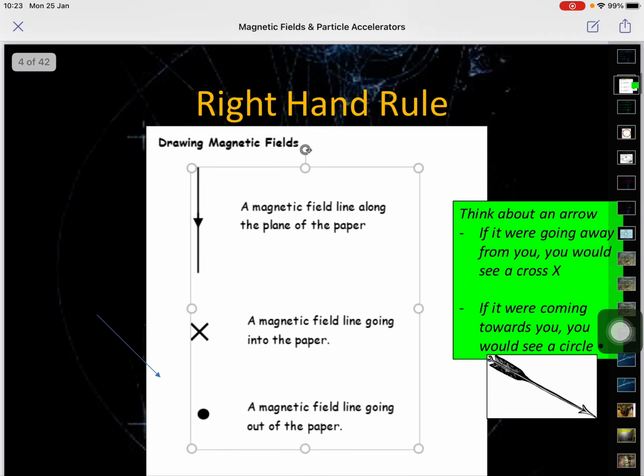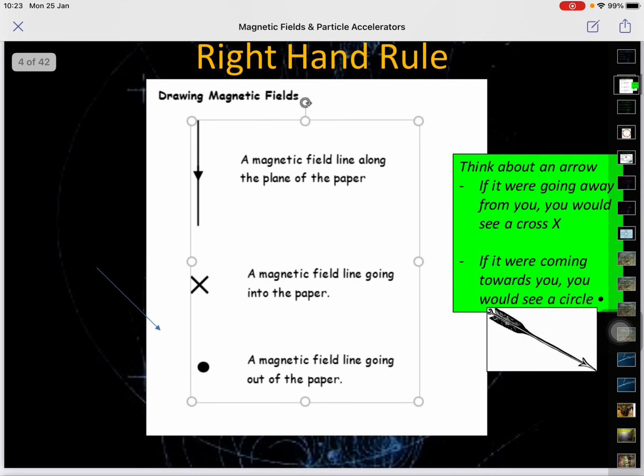Well, we can use symbols to represent it, and this is what we've got here. It can be difficult because we're dealing with a 3D concept and we're trying to do it on paper. If it's simply going left or right or up or down, then we can just represent it with an arrow showing the direction of it. So if my magnetic field was acting down, I would draw this arrow, and I would draw it to the right if it was acting to the right. That should be fairly straightforward.